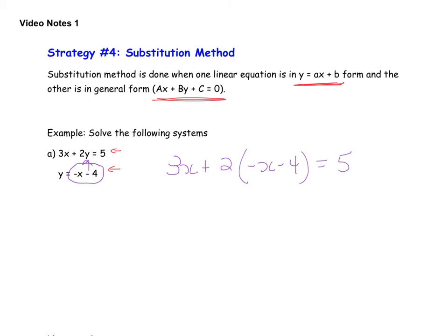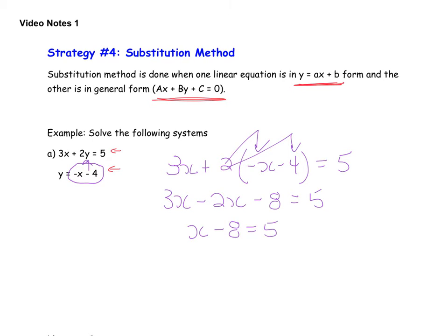And would you look? We're solving for x. We got rid of the y for right now. We're only solving for x. You want one variable. So we are going to get rid of our brackets. So 3x minus 2x minus 8 is equal to 5. Now we combine our like terms, so 3x minus 2x gives me x. X minus 8 is equal to 5.